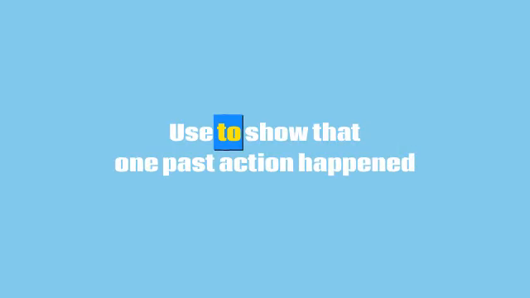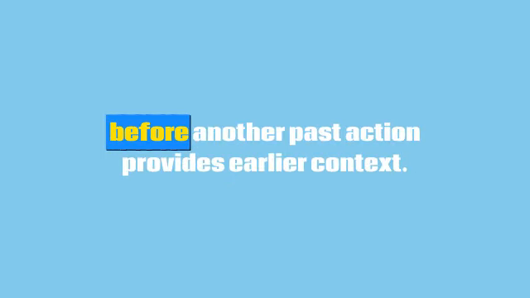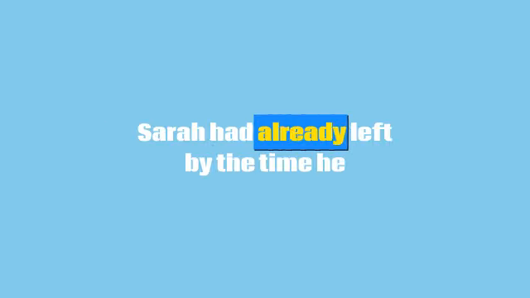3. Past perfect, for example, I had studied. Use: to show that one past action happened before another past action; provides earlier context. Examples: Sarah had already left by the time he got home. Left before.